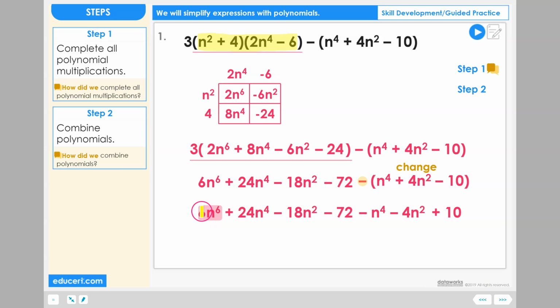The first term, 6n to the 6th, has no other n to the 6th term. There are two n to the 4th terms, positive 24n to the 4th and negative 1n to the 4th, and we combine these to a positive 23n to the 4th. There are two n squared terms, negative 18n squared and negative 4n squared, and these combine to a negative 22n squared. And there are two constant terms, negative 72 and positive 10, and these combine to a negative 62.